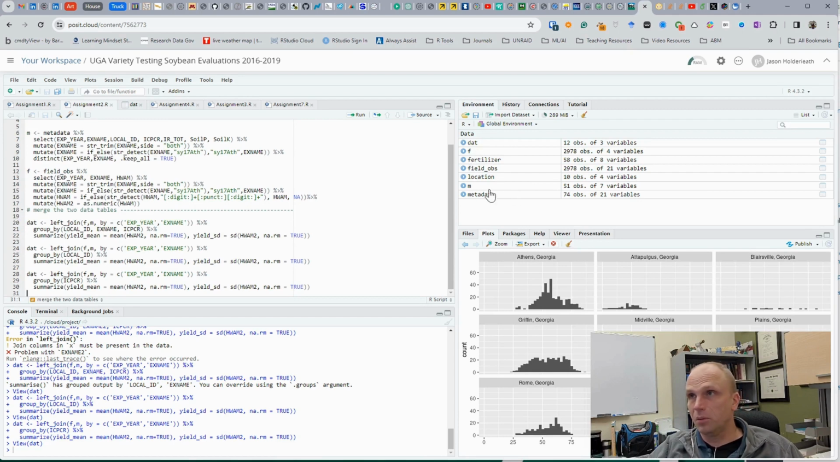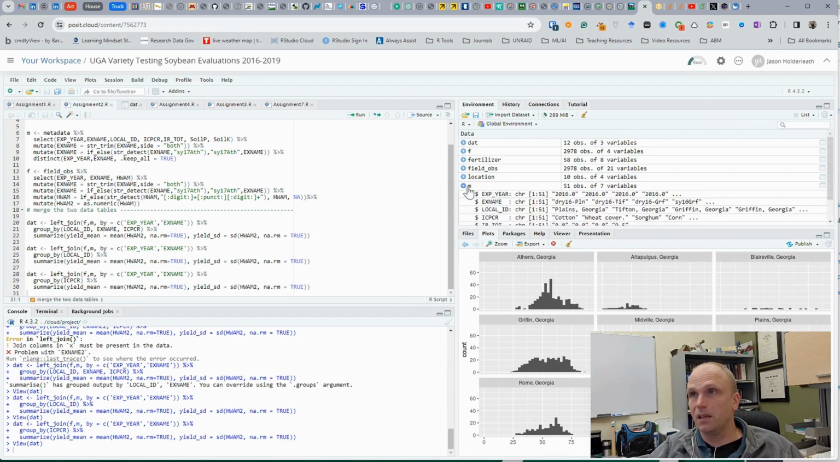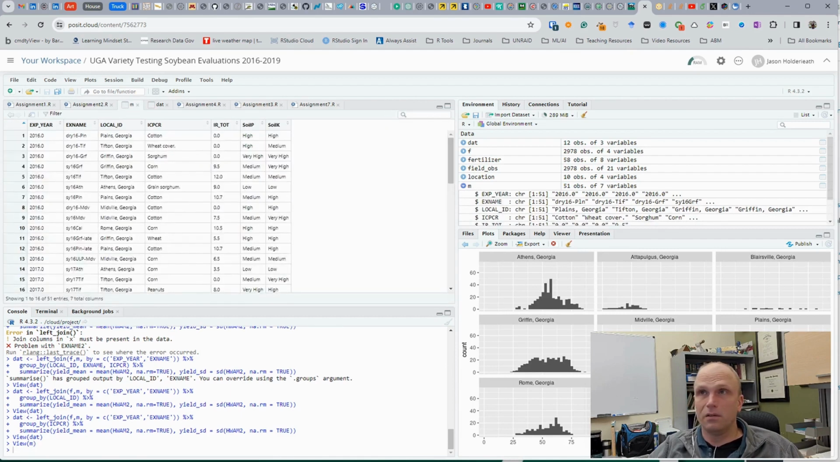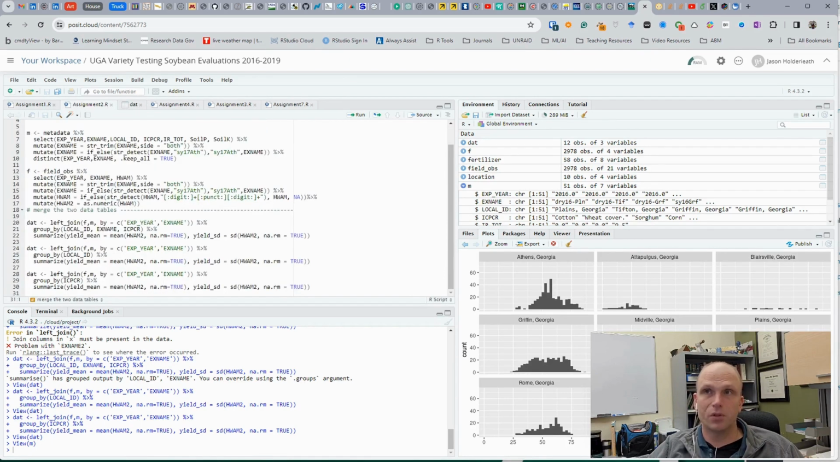that there is a problem with the soil P and soil K in that, let me open up my metadata, very high. There are some observations that have an extra space in front of very high. So that will be a problem you'll have to deal with, similar to what I did with the string trim function, if you want to look at mean yields by soil P and soil K.